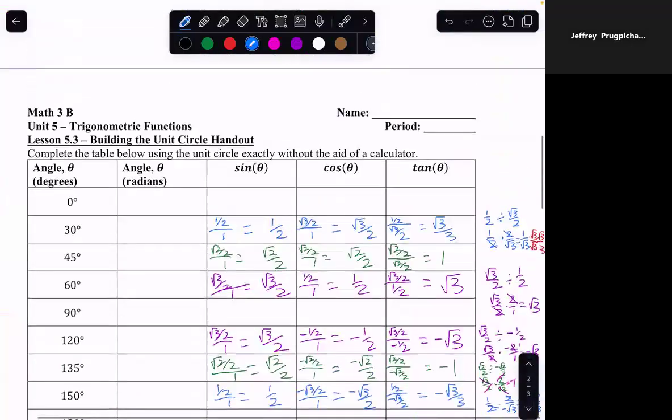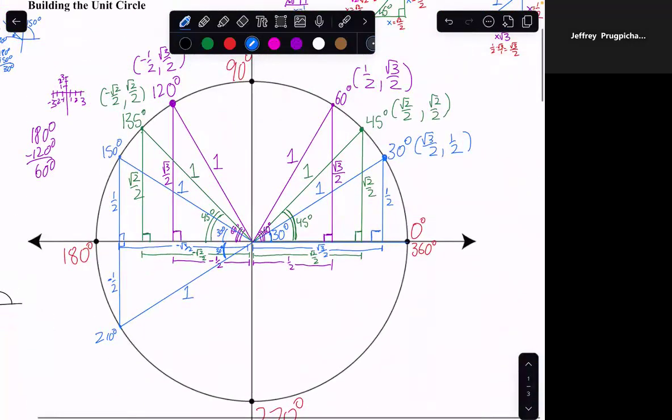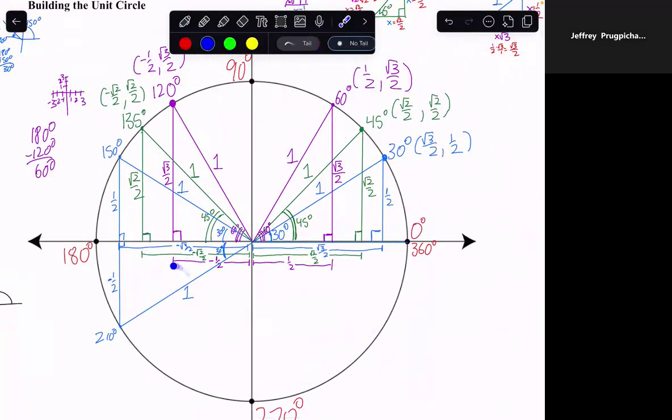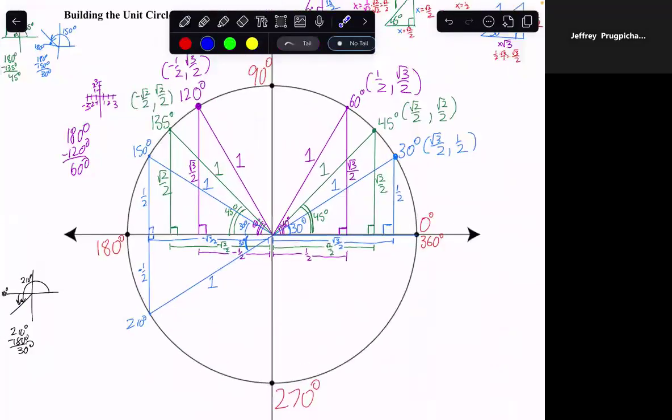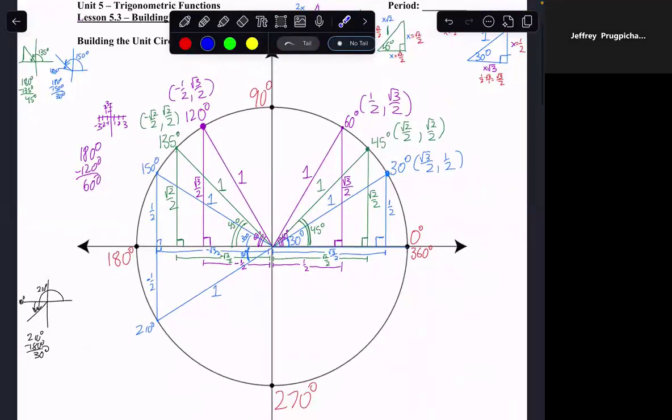Okay, so we should be able to do the rest of the circle pretty quickly now, right? Just by using reflections, we don't really need to do too much calculation at this point. We just get to reuse stuff we already have. Okay, so go and take a few minutes, please, and see if you can fill in the rest of the unit circle.